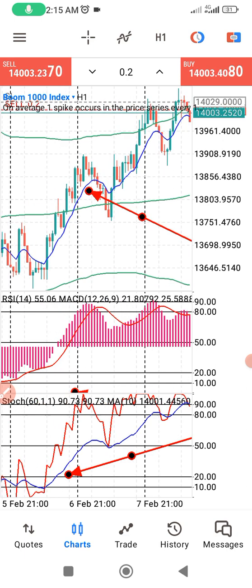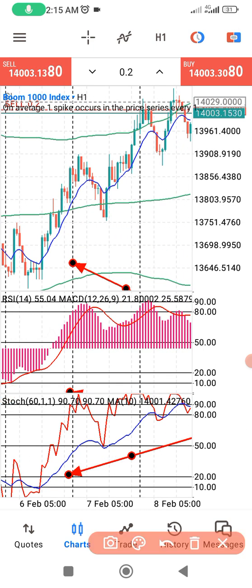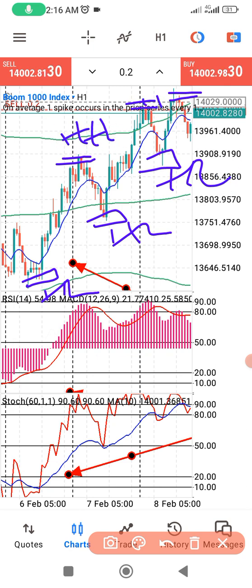And as you can see, you will agree with me that this market is in an uptrend, because the market is making a series of higher low, higher low, higher low, okay, higher high, higher high, and higher high. So we are basically in an uptrend.